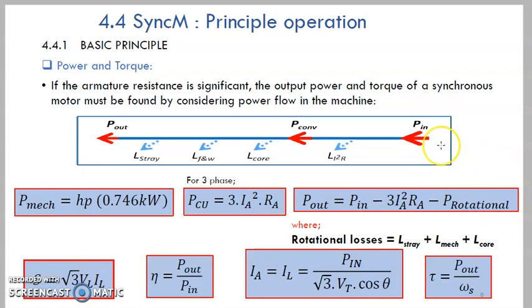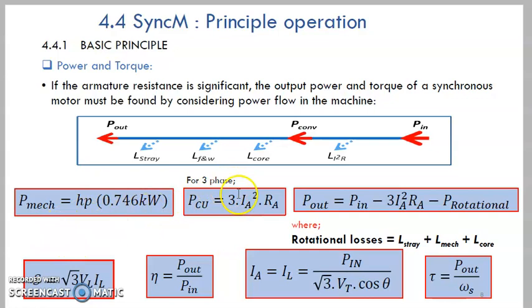So in terms of power flow, how much P in we put in, we minus the internal losses: your copper losses, then your core losses from how your core is laminated, friction and windage, and the stray losses. If the armature resistance is significant, the output power of the synchronous motor must be found by the power flow of the machine.